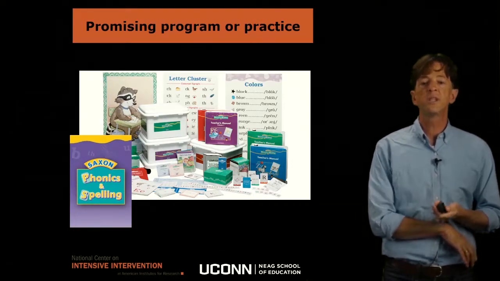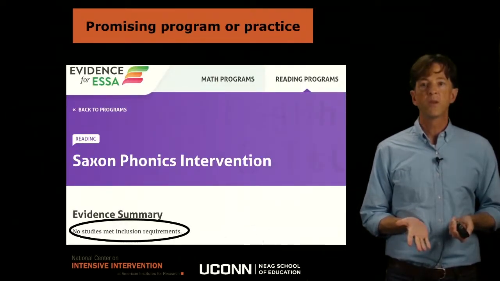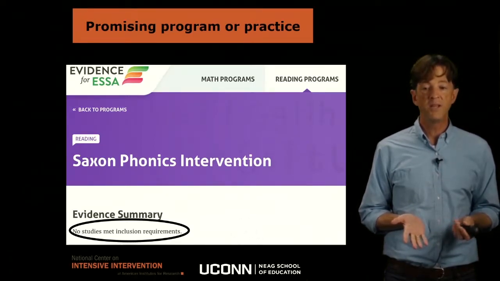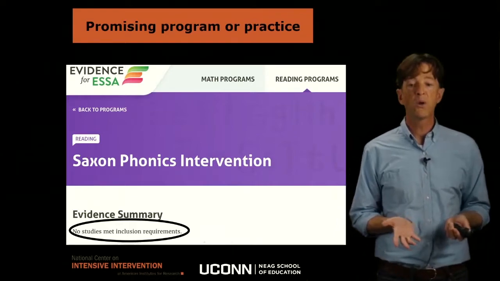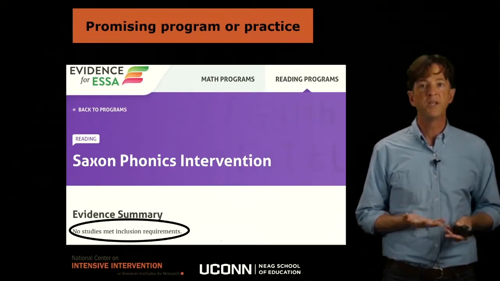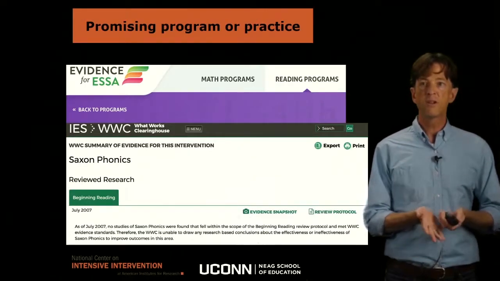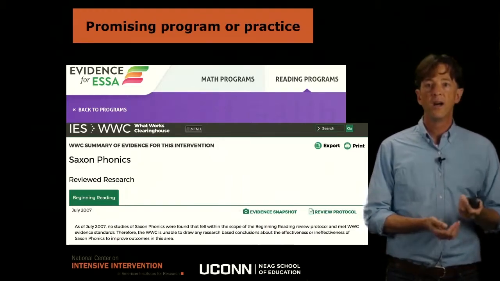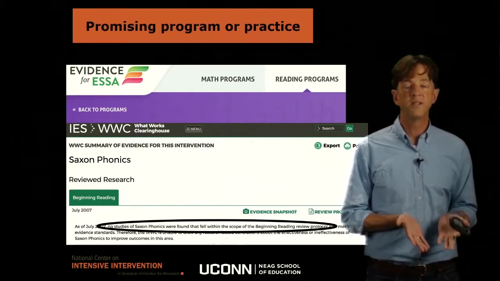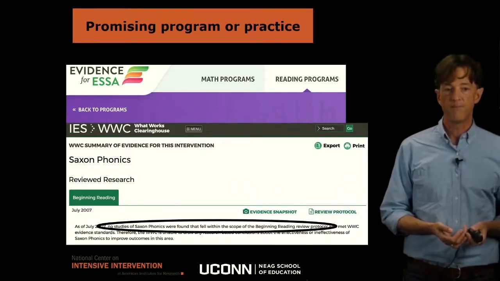But then when we look to see about the evidence, so for example, in Evidence for ESSA, we see that there are no studies that met the inclusion requirements. So again, this doesn't mean that this is not an effective program, but it means that there hasn't been research that's met the high standards of rigor to be included in this summary of interventions on this website. And similarly, if we look on the What Works Clearinghouse, Saxon Phonics, again, we see that no studies of Saxon Phonics were found that fell within the scope of the beginning reading review protocol.